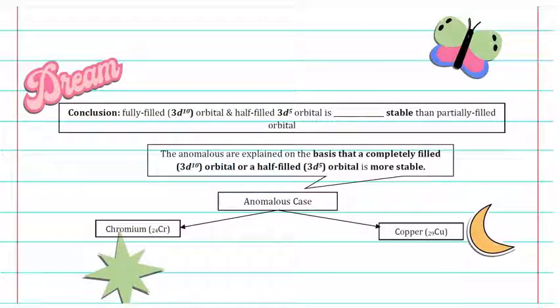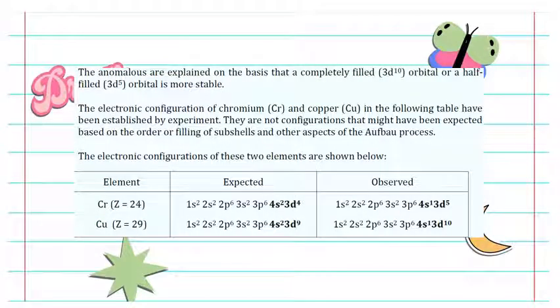So conclusion, a fully filled 3d orbital and a half filled 3d5 orbital is more stable than a partially filled orbital. The anomalies are explained on the basis that a completely filled 3d10 orbital or half filled 3d5 orbital is more stable. So anomalous cases yang kita akan tengok ada dua saja, yang melibatkan elemen chromium dan juga elemen copper. So, the electronic configuration of chromium and copper in the following table has been established by the experiment.